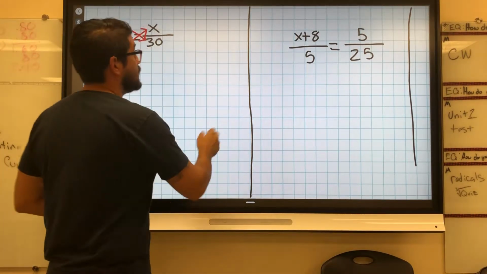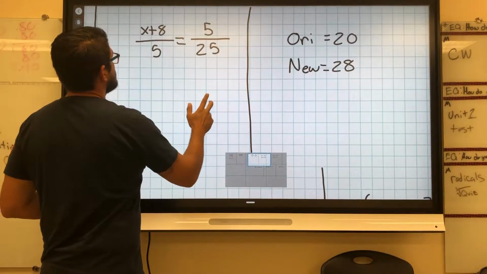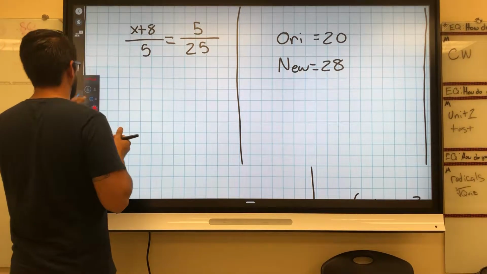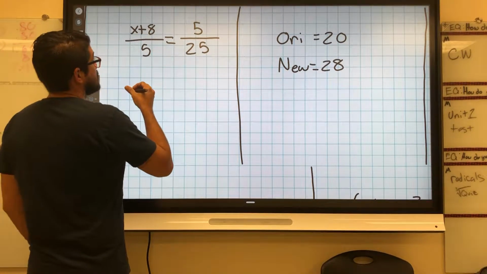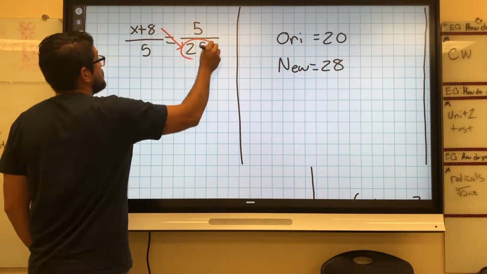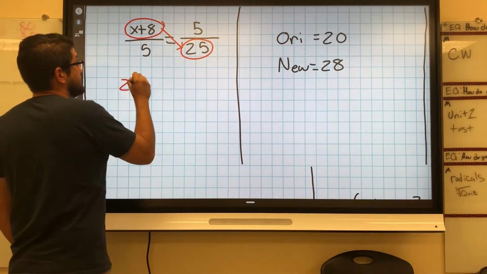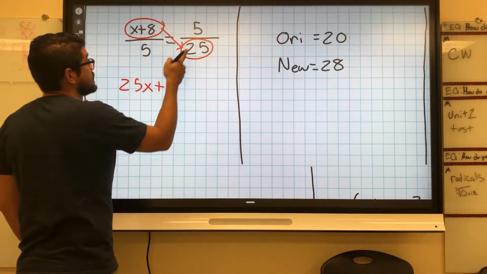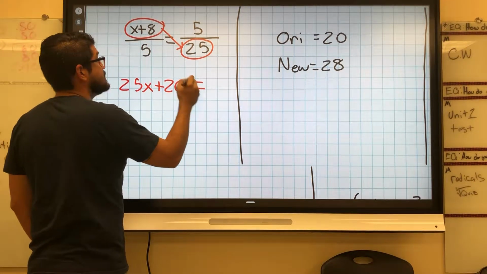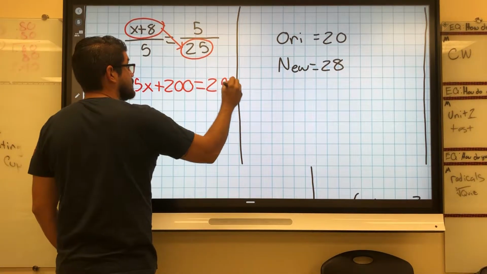So let's keep going. This next one here, again, let's not move that line. We're dealing with proportions. So it says that these proportions are equal. So the same thing has to happen. We're going to cross multiply. So this times this. Okay, that's 25 times all of this. So you're going to get 25x plus 25 times 8, which is 200, has to equal 5 times 5, which is 25.